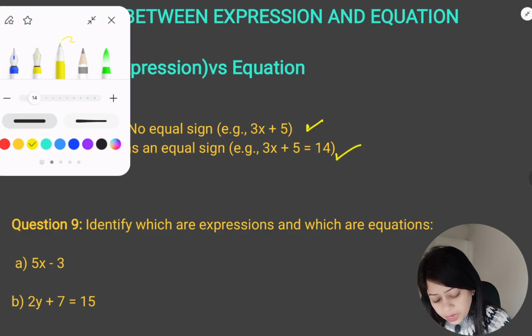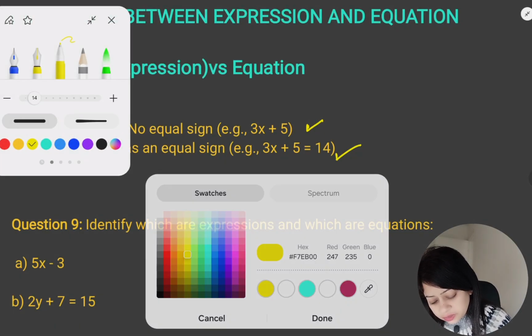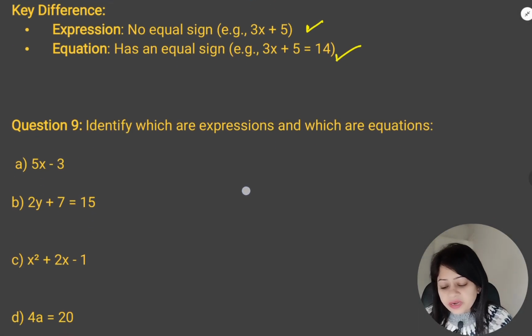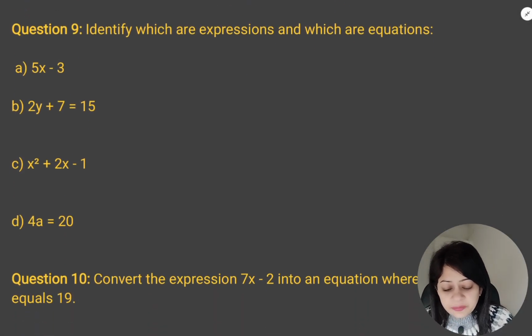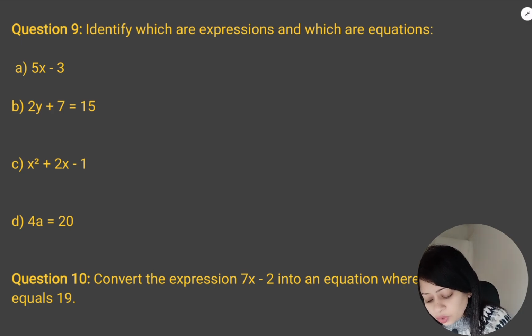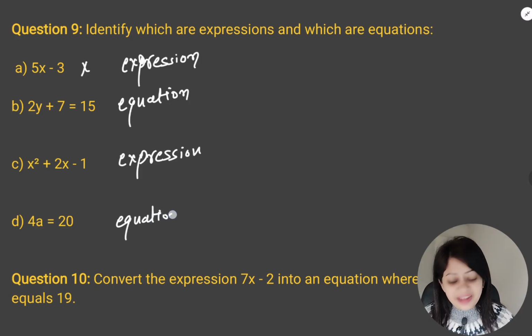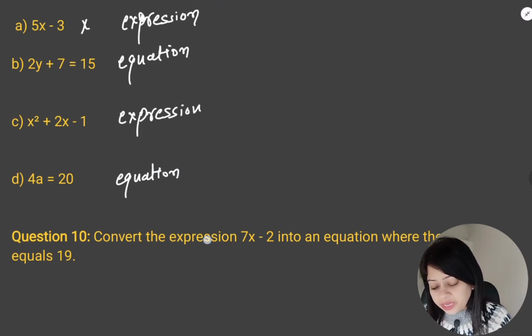Now let me change the color. Question number 9. Identify which are expressions and which are equations. You can easily tell now. Does it have an equal sign? No. So this is an expression, or you will say polynomial. This is an equation because it has an equal sign. And this is, yes, you know now, an expression. And this is an equation, right?